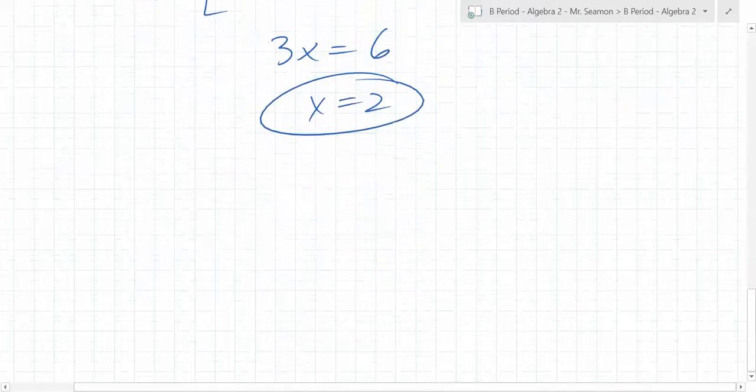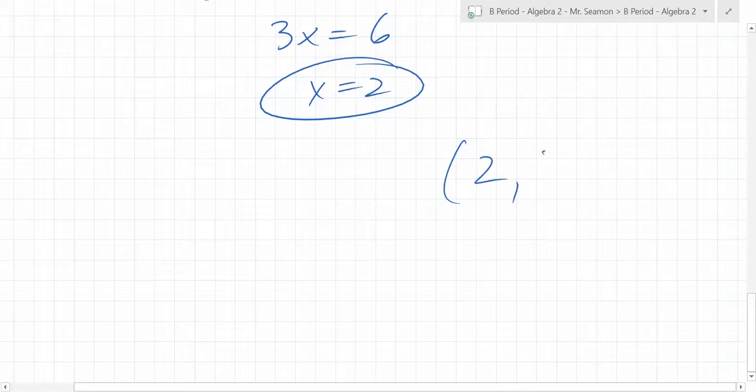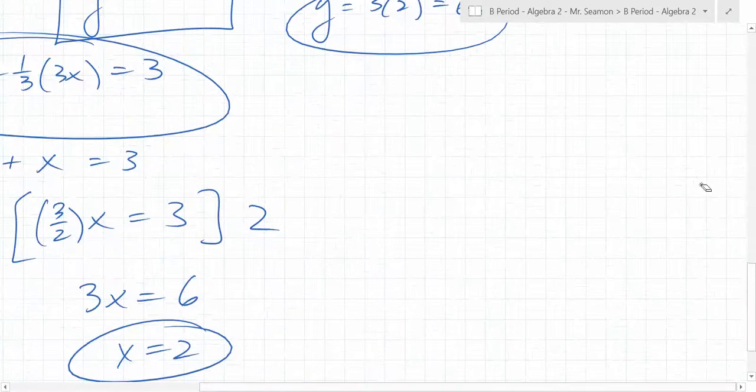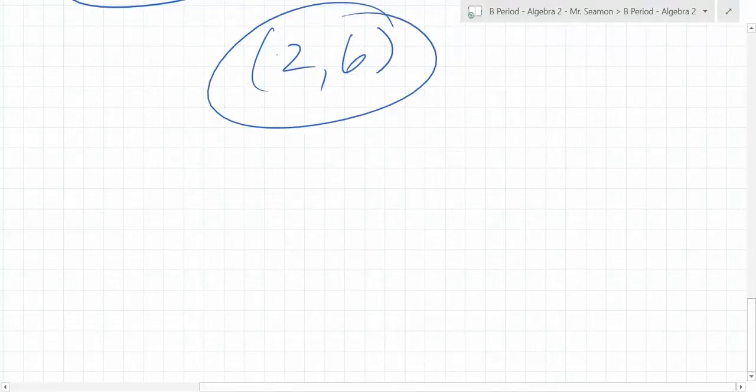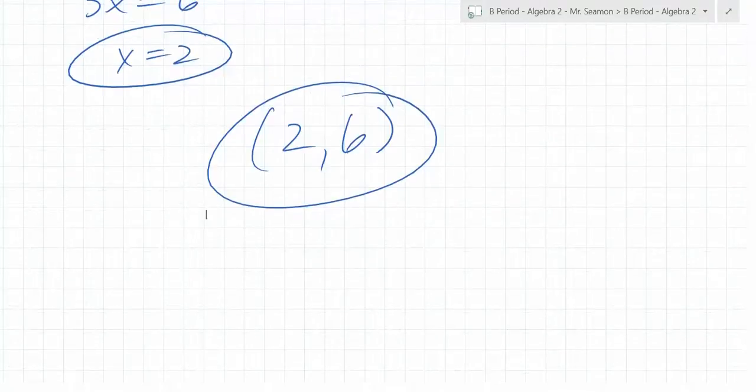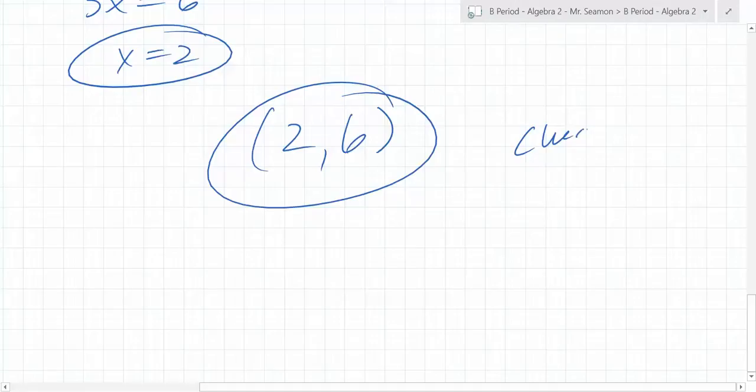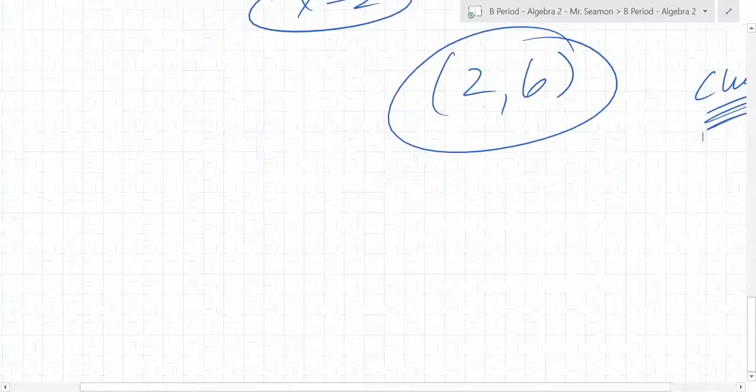You then, at the end, would write the answer as 2 comma 6. There, I just didn't write that correctly. Thank you. Now, theoretically, what should you do at the end? What's a great thing to do? Check. Check, check, check.